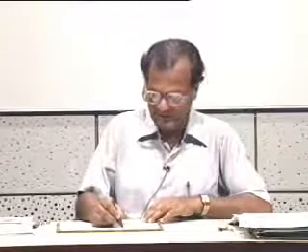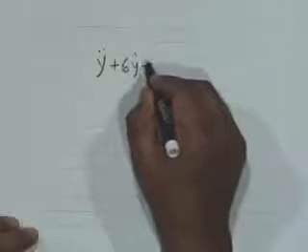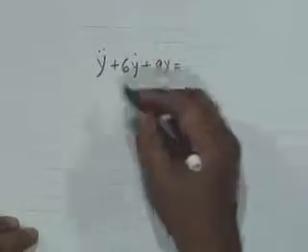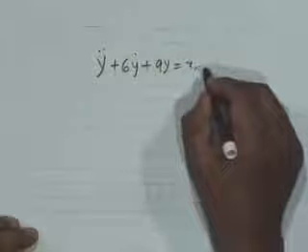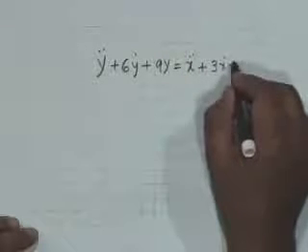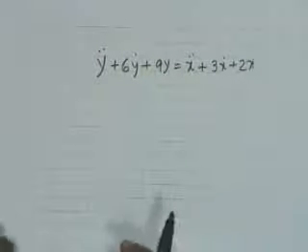All right. Let's take a non-trivial example. Let's say y double dot plus 6y dot plus 9y equals x double dot plus 3x dot plus 2x. We shall come back to this example later. Let's consider an example of a differential continuous time system.